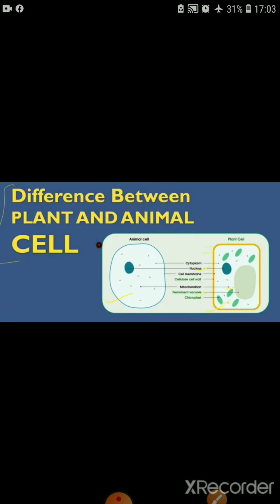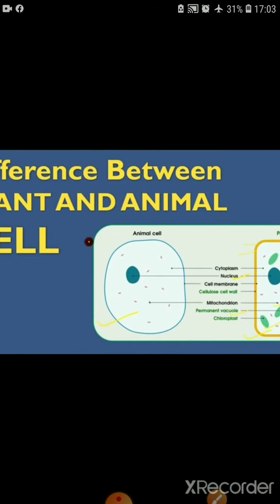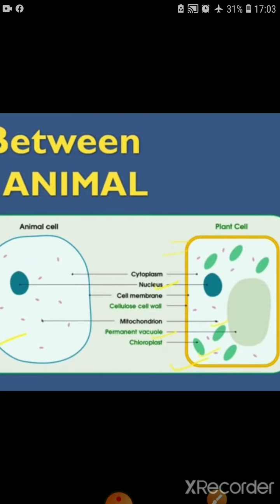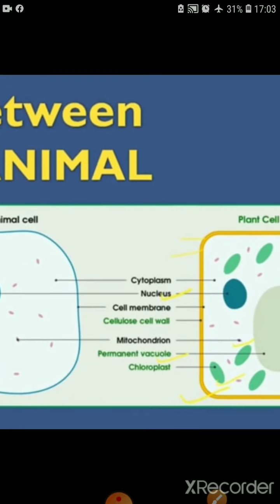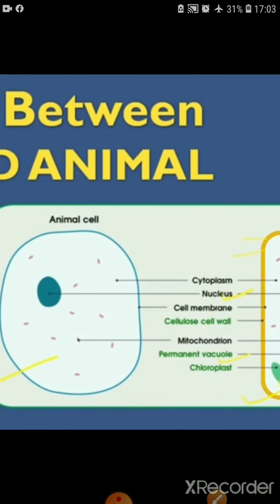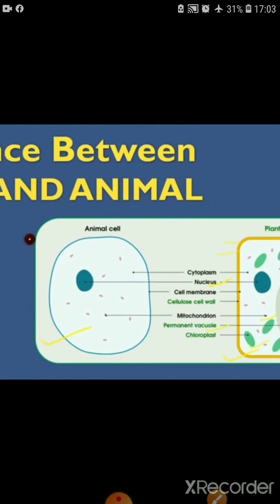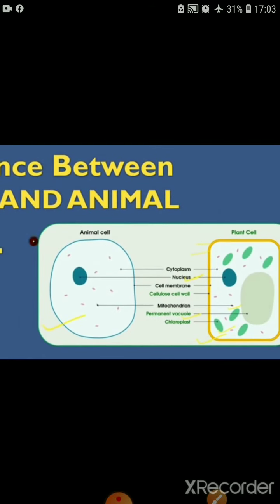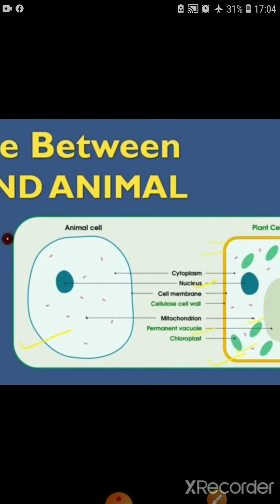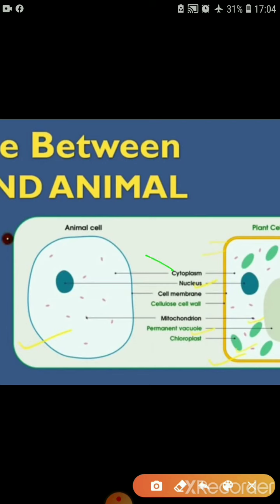This is the last topic of this chapter, that is the difference between animal and plant cells. Here some plant cell and animal cell organelles are given. As you are able to see in this image, you can easily distinguish the animal cell from the plant cell. How? The first point given is cytoplasm. It is present in plant cells as well as animal cells, right? What is cytoplasm?